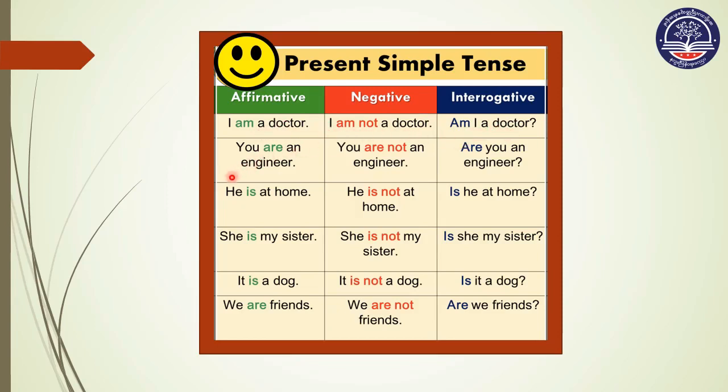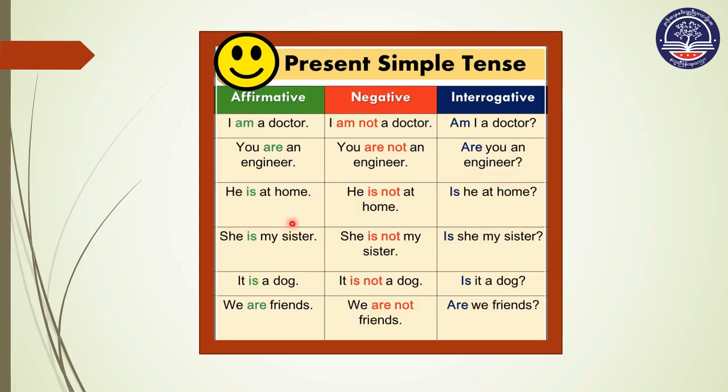Okay. He is at home. Negative. He is not at home. And the interrogative. Is he at home?